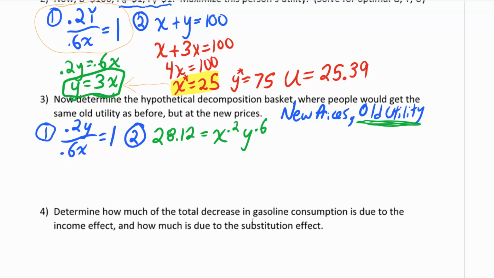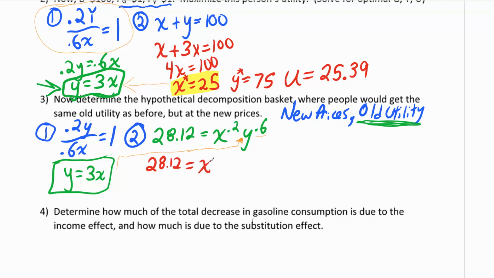So our procedure, solve this first equation for y. Oh, we already did that before, right? Right here. Y equals 3x. So we can recycle that part of the problem as well. And now we want to plug that in here for x. Sorry, not for x, for y. Y equals 3x. So we plug in 3x here for y. And remember when you plug in that 3x for y, that the 3x, the whole thing has to be raised to the 0.6 power. 28.12 equals x to the 0.2 times 3x, all to the 0.6.